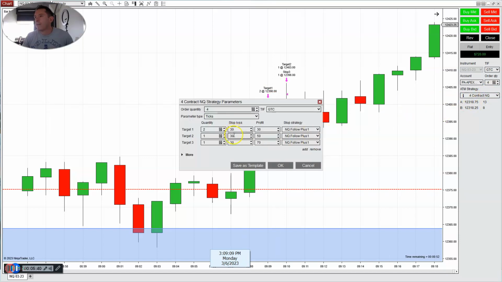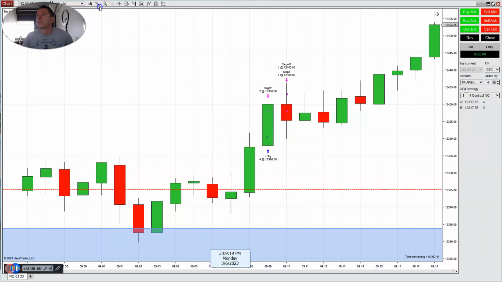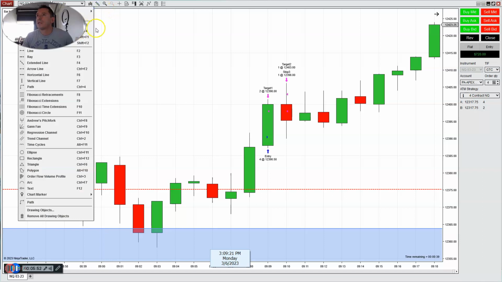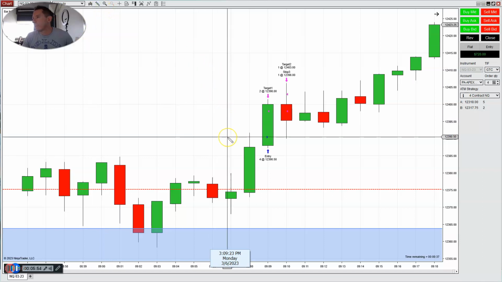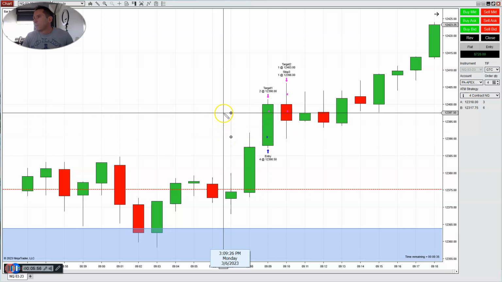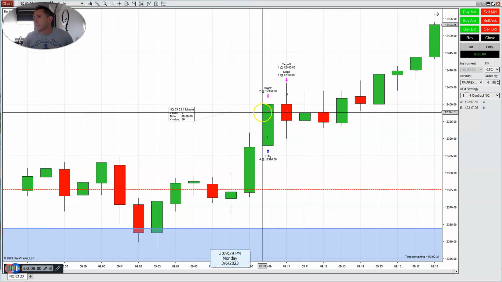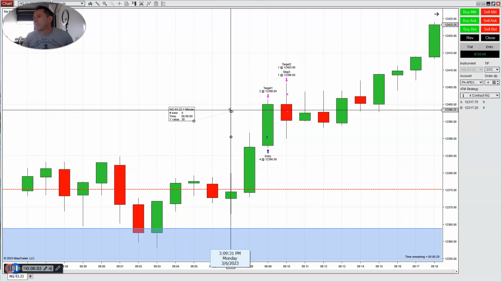Okay, so see right here, I have my 4 contracts, 30 ticks stop loss, and then the first one's 30, 50, and 70. Okay, so I believe the first 2 were hit. Let's go ahead and get this thing out. Okay, so this is where we came in. So the first target was hit. There you go, 30 ticks. That's why we got that first. So that's 2 contracts out of the way. So we have 2 more left.